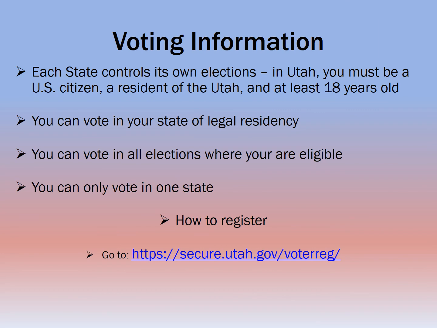So here we go. Modern voting. Each state controls its own elections. For example, in Utah, you must be a U.S. citizen, a resident of the state of Utah, and at least 18. Of course, 18 or older is a federal thing.